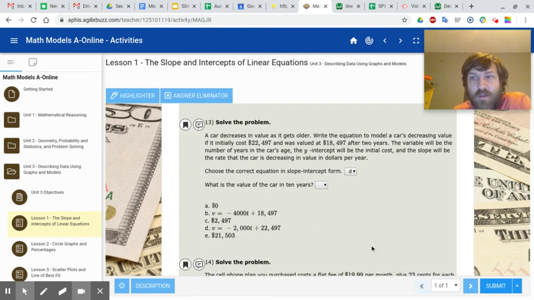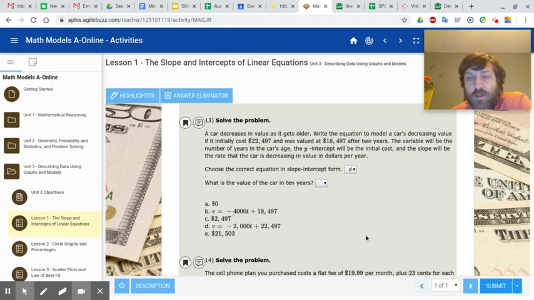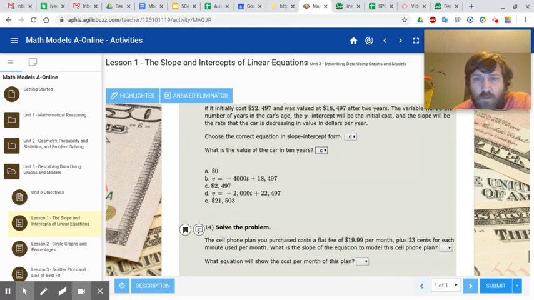Actually, now that I'm looking at this, I think that we can get this answer without even doing that. What's the value of the car in 10 years? So you'll notice the value of the car after 2 years already was $18,000. It's already gone down $4,000 in 2 years. So clearly E cannot be the answer. The value of the car will have gone down much, much more than that. And so it has to be C. Just common sense. All right. So I'm going to scroll down here.